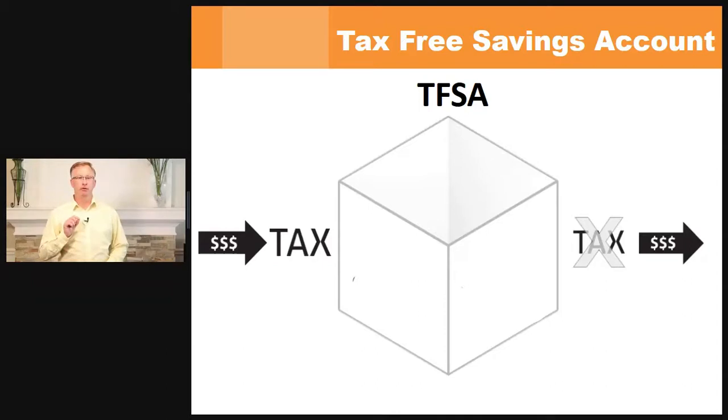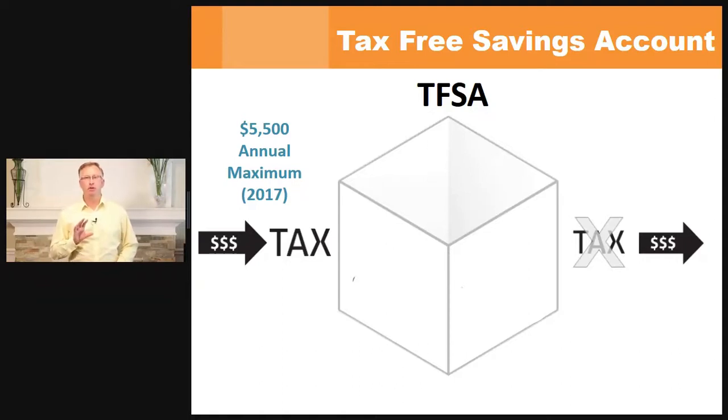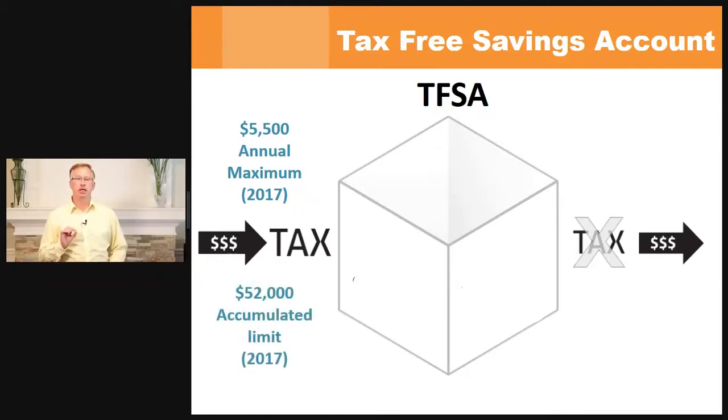So here's a few of the other rules. The government restricts how much money you can put into the tax-free savings account. So in 2017, the annual maximum amount was $5,500. Now, if you have not put any money into your tax-free savings account, and you were at least 18 years of age in 2009, you've accumulated $52,000 of TFSA contribution room. Okay, I'll explain how we come to that limit in a minute.